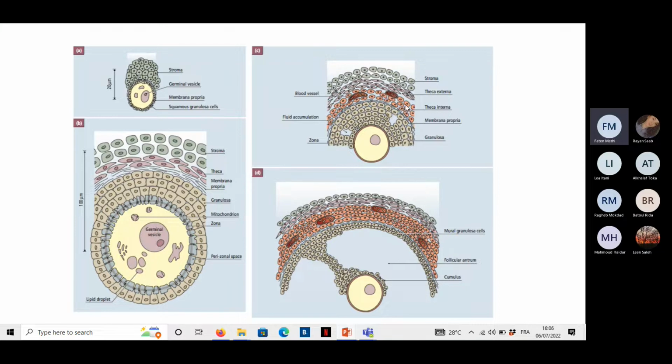And in fact, those theca interna cells will produce androgens, okay? And those androgens will diffuse inside of the granulosa cells. And inside of the granulosa cells, those androgens will be transformed into estrogens, okay? So most of the androgens produced by the theca interna will be transformed by the granulosa cells into estrogens and progesterones.